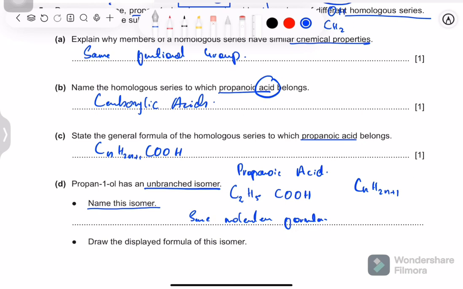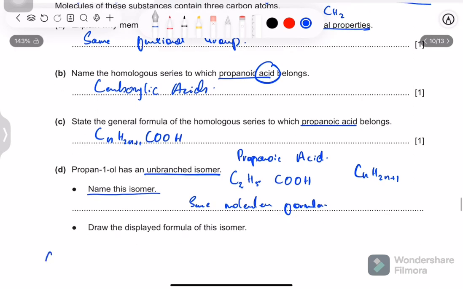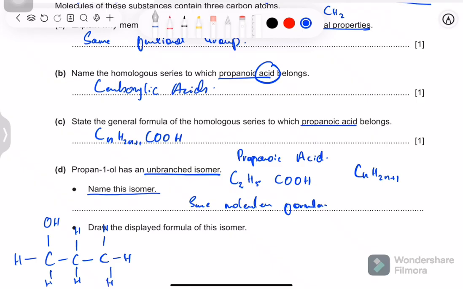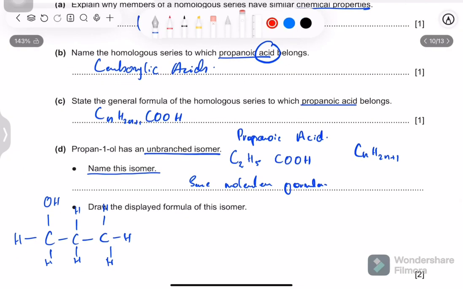So when we draw the structure of propanol, we know it has 3 carbon atoms, and 1 indicates that the OH is on the first carbon. This is the displayed formula of propan-1-ol. Now in alcohols, we don't normally study branching alcohols at this level. The one thing we do study is the position of this functional group. As the position of this functional group changes, the name also changes.